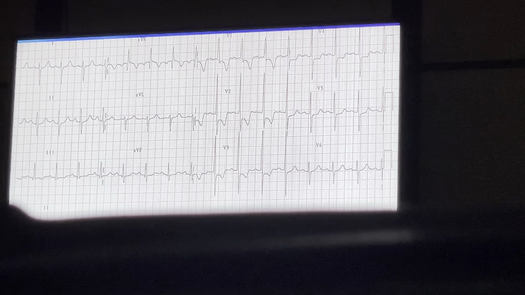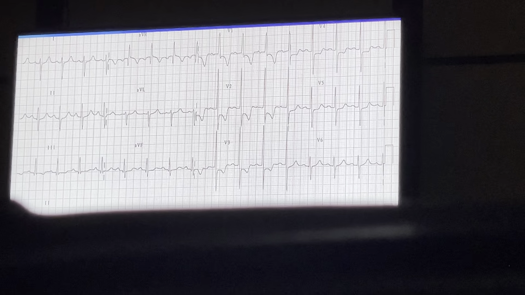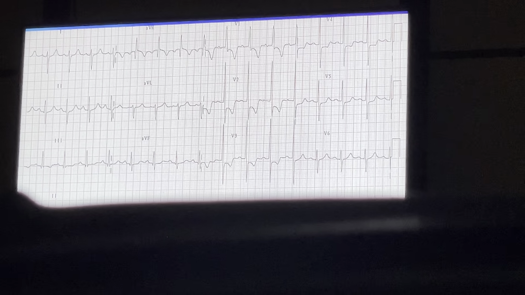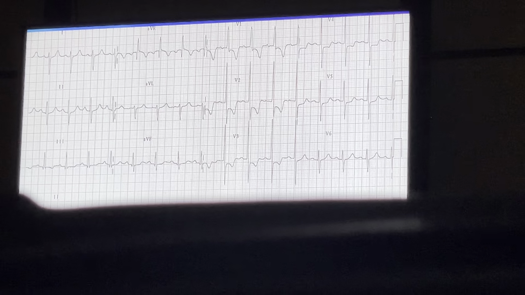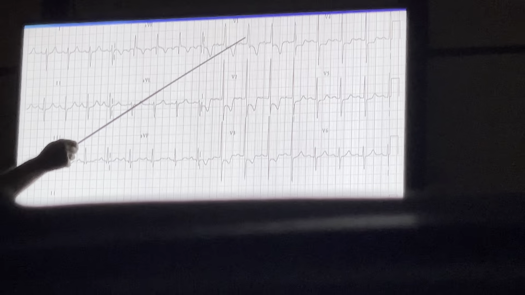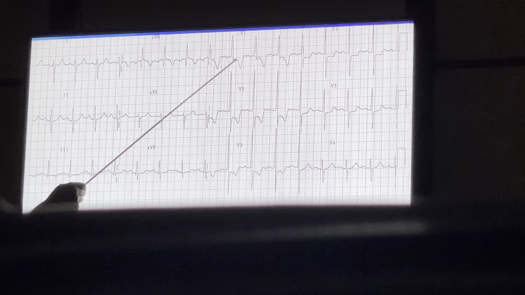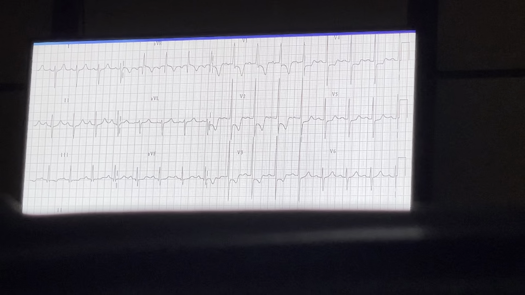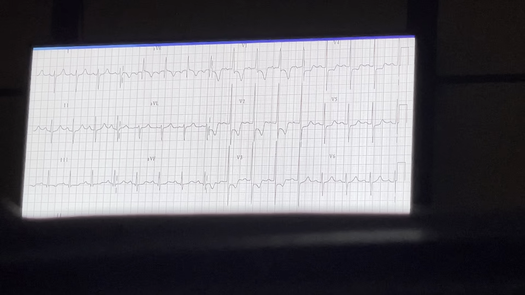This is horizontal. Downsloping ST depression along with T wave inversion. This happens in hypertrophy. So here you see there is V1 which is more than 7 along with downsloping ST depression and T wave inversion. So these are the repolarization changes which occur in cases of hypertrophy.